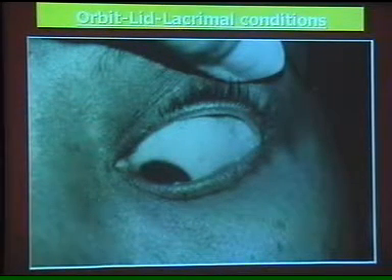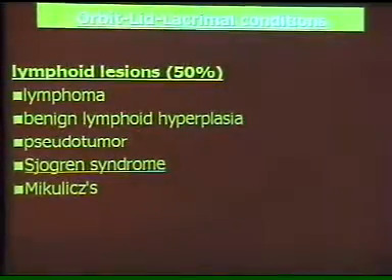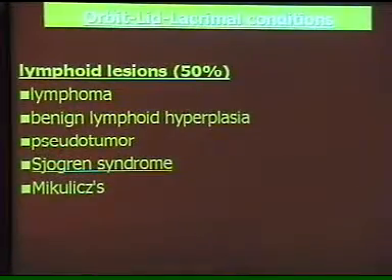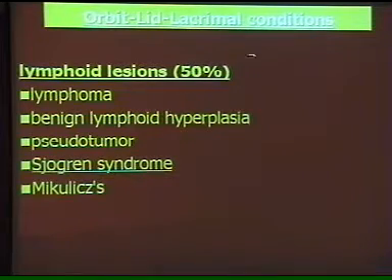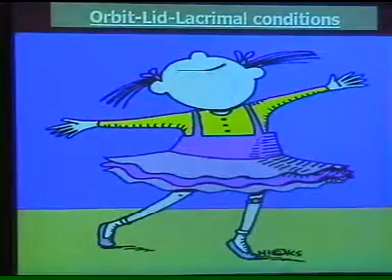What is the commonest cause of lacrimal gland enlargement in adults? Viral infection, mumps, viral infection. Now, lymphoid lesion, which accounts for another 50%: lymphoma, benign hyperplasia, pseudotumor, and some other difficult names here. You can see a large tumor in this area. And thank you very much for listening.